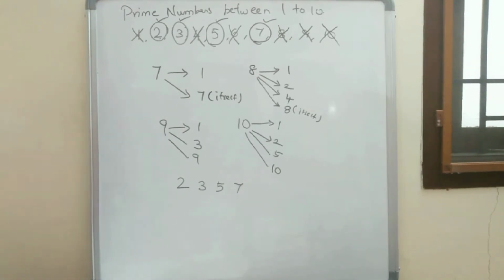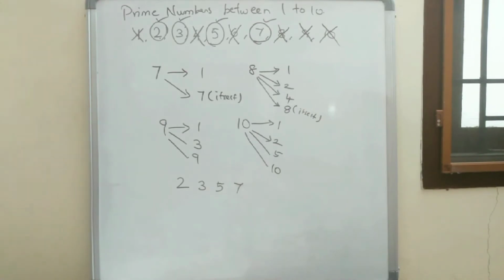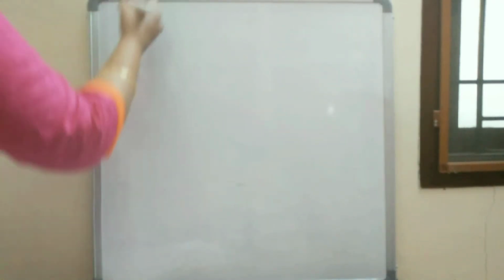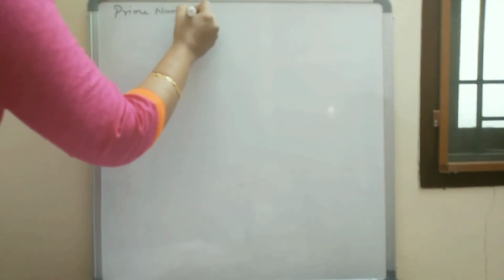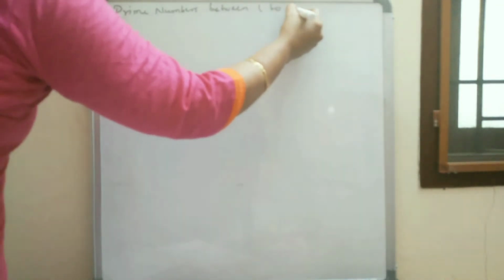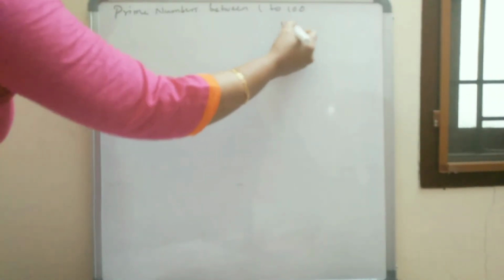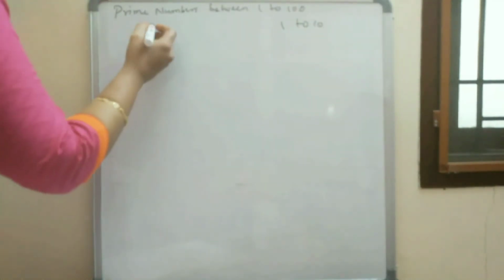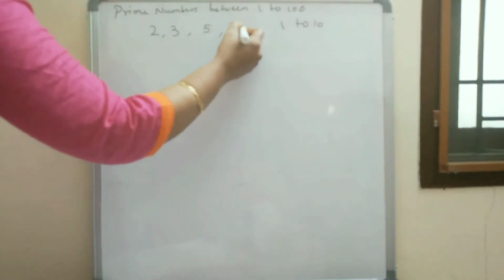Next we see the prime numbers between 1 to 100. Now we are going to find the prime numbers between 1 to 100. Already just before, we have found the prime numbers between 1 to 10. What are all the prime numbers we have found? 2, 3, 5, 7.